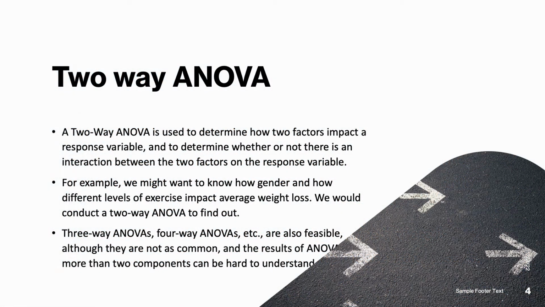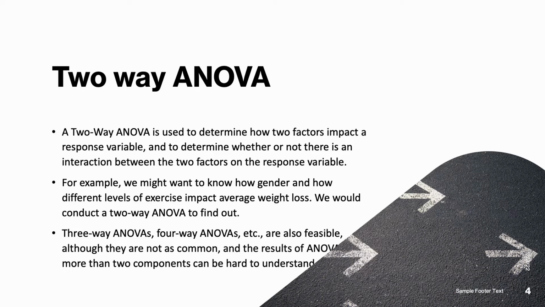A two-way Anova is used to examine how 2 factors affect a response variable, as well as to determine whether or not these 2 factors interact with the response variable in any way. For instance, we could be interested in learning how the different degrees of exercise and gender affect the typical amount of weight reduction. In order to find out, we would perform a two-way analysis of variance.